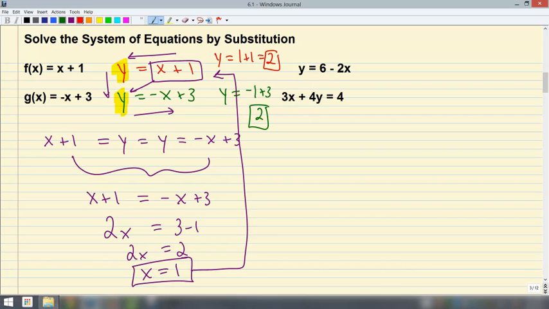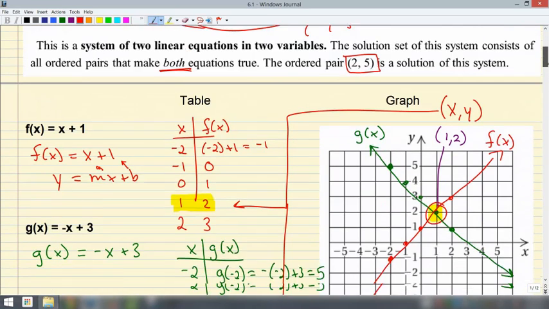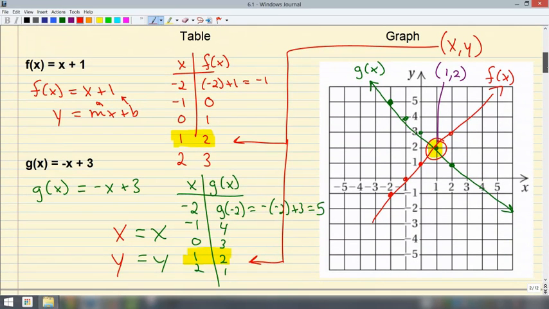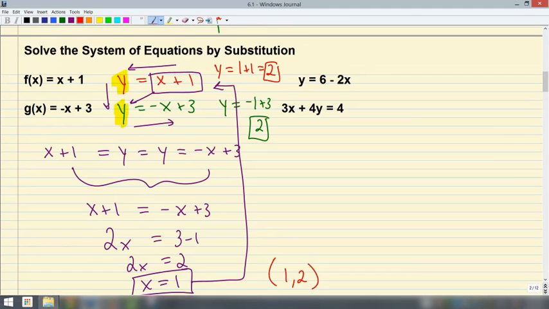So your final answer is (1, 2). That is the coordinate, the location, where these two lines intersect. And if we go back to our example, yep, that's where they intersect. (1, 2). So we got the same answer. Let's do this on a system that we don't know what the answer is.